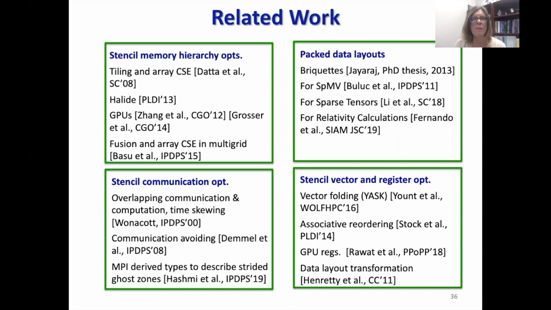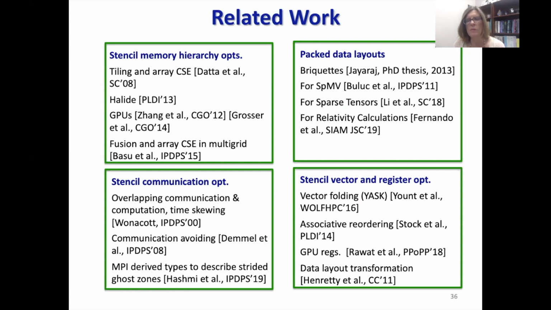And some of the work is about stencil communication optimization. In particular, the stencil communication optimization has focused on overlapping communication and computation and communication-avoiding optimization. And there's been recent work on MPI derived types to describe strided ghost zones to address the kinds of issues that we talked about today.